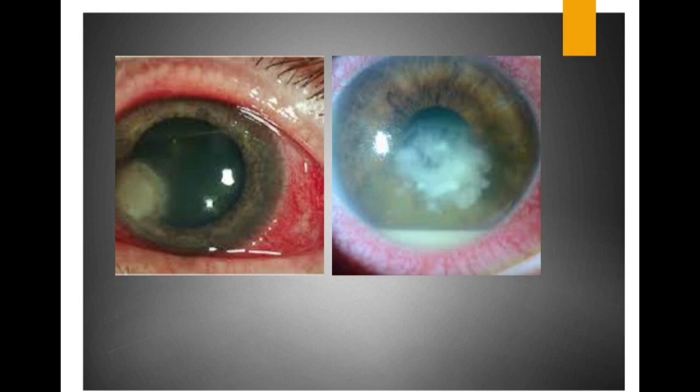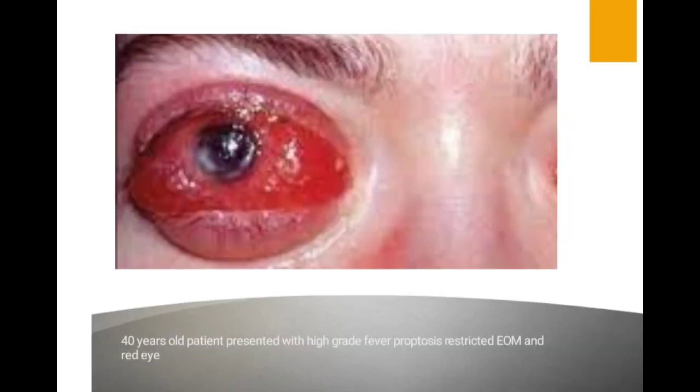So whenever you see a corneal involvement, a white patch on the cornea, you should always refer the patients immediately to the eye care professionals so that they treat the keratitis.